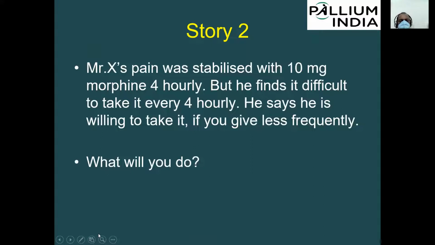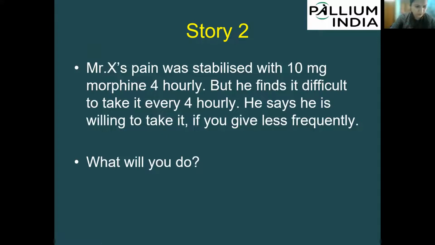This was the second story. I think Kusum and team discussed this. Kusum? Yes, sir. Mr. X's pain was stabilized with 10 mg morphine 4 hourly, but the patient is saying it's very frequent. So he would be willing to take it, but with less frequency.